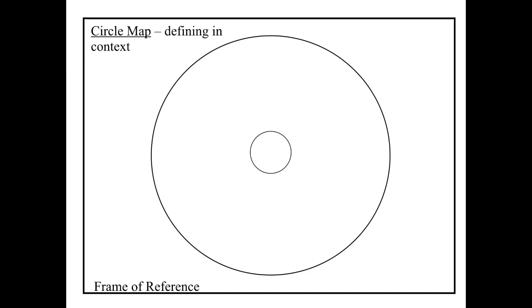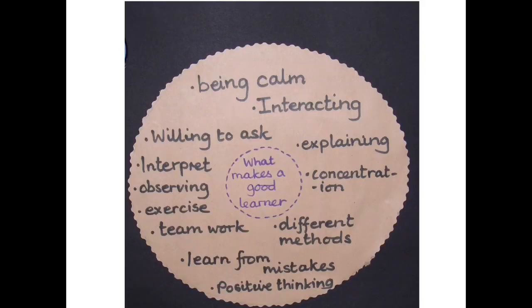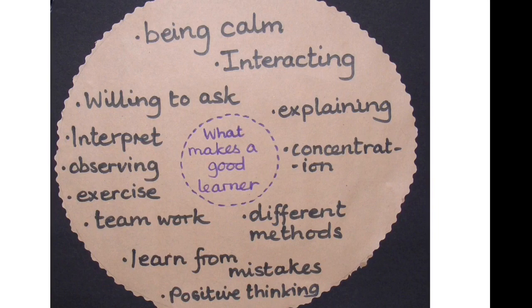So this is the circle map, and I'm going to show you how to complete a circle map. So this is my completed circle map, and as you see, the smaller circle is where you're going to put your topic. So my example today is what makes a good learner.